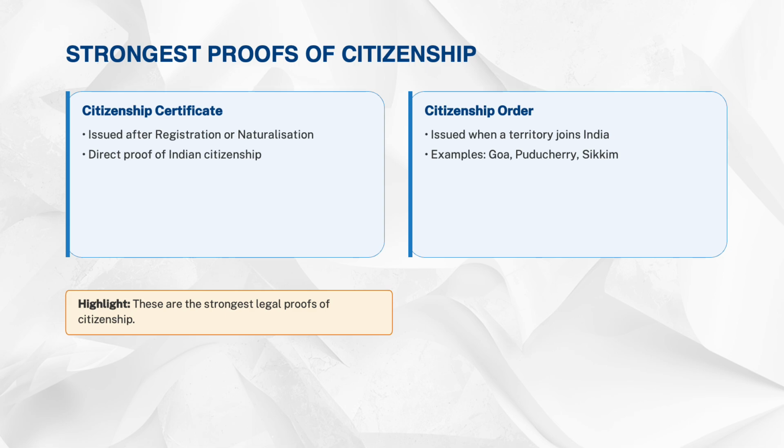And citizenship order, meaning when a territory joins India, for example Goa, Puducherry, Sikkim, the government issued an order that by incorporation of the territory of Sikkim, the people of the Sikkim region are now citizens of India. They made a declaration, okay? That's the citizenship order, which is also one of the strongest proofs of citizenship alongside the citizenship certificate.